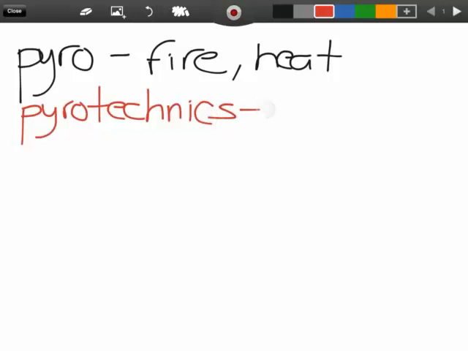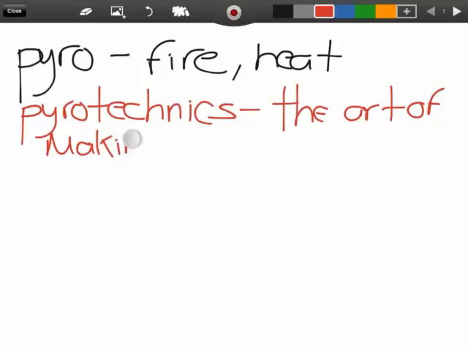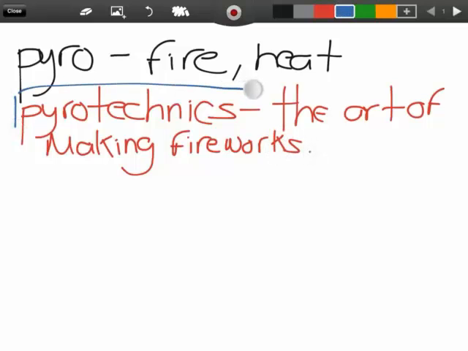And that is the art of making fireworks. I'm going to go ahead and use this word in a sentence.